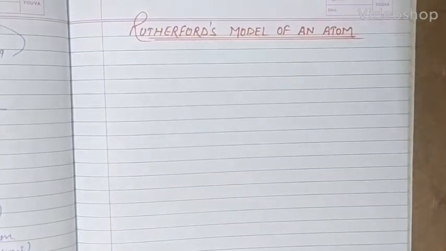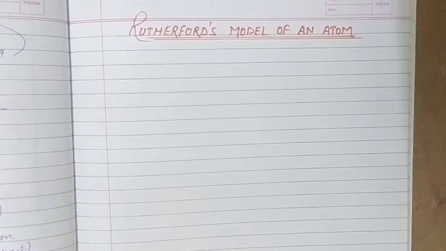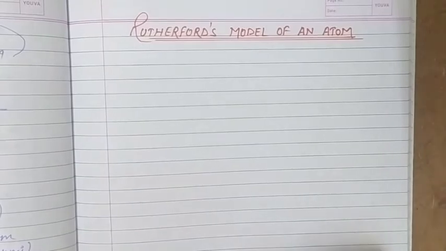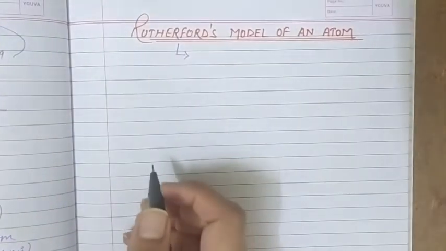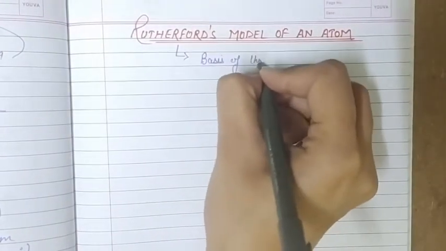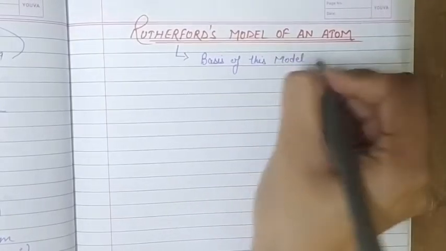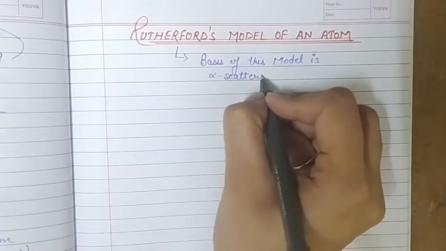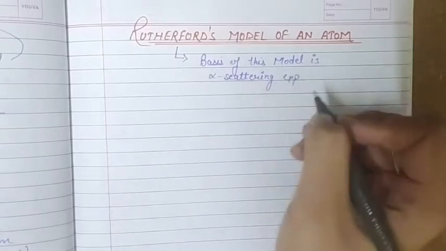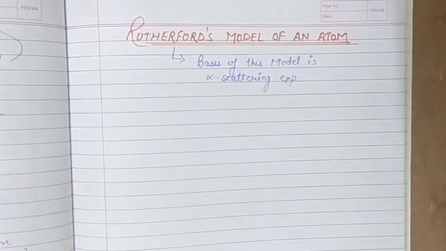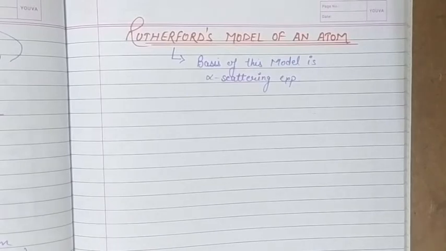Hello students, in this video we are going to study Rutherford's model of an atom. The basis of this model given by Rutherford is the alpha scattering experiment. Rutherford used the results obtained by this experiment to give this atomic model, and it has the following postulates that we are going to discuss now.